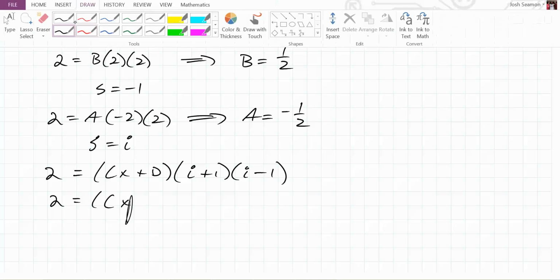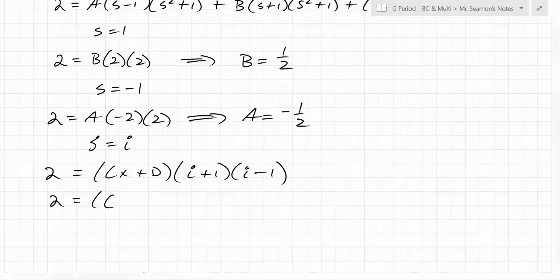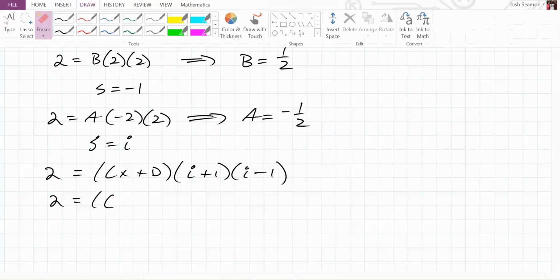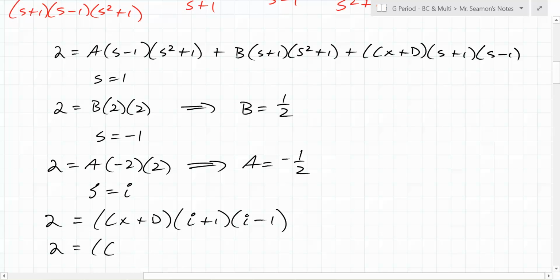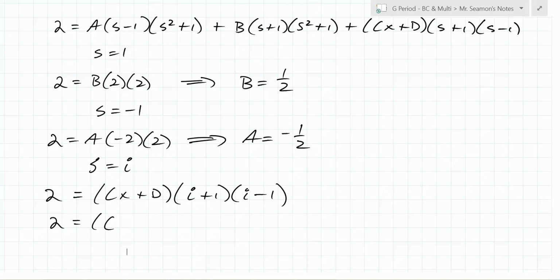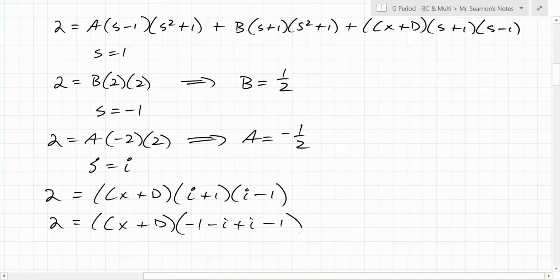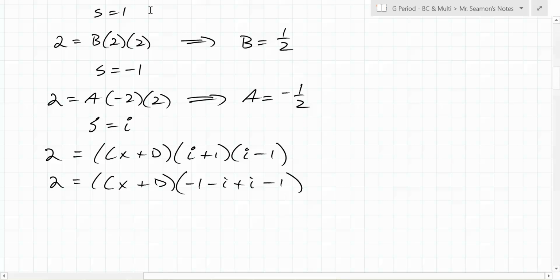It's i. Is that a good thing? All the s's. I'm sorry. You're absolutely right. Excuse me, s and x. Right. So you end up with what? Negative 1 minus i plus i minus 1, like that. So do the i's go away right there? Okay, that's kind of cool. So you end up with 2 is equal to cs plus d times what?